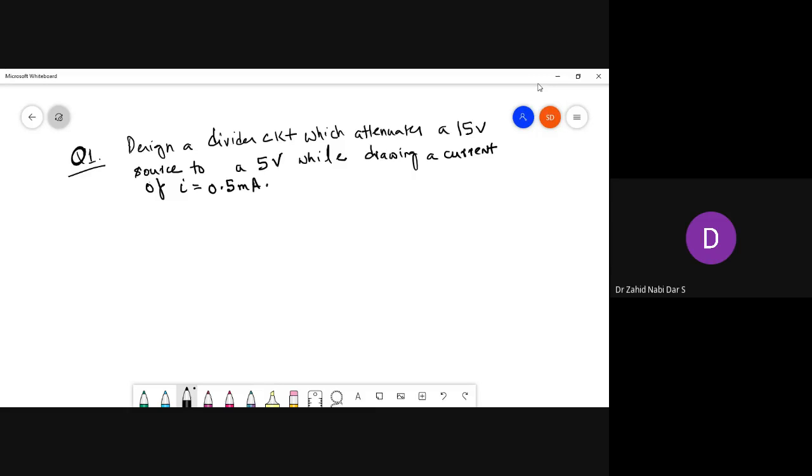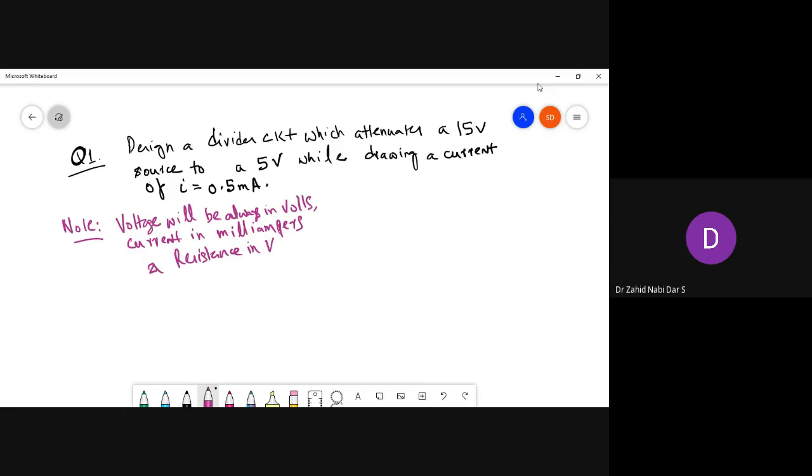See, one very important thing, please note this when you are doing any problem. Voltage will always be in volts, current in milliamperes whenever you are solving any problem, milliamperes by default, and your resistance would be in kilo ohms. So this point you have to notice. Okay, now you try doing this.